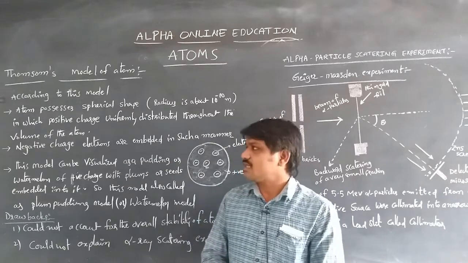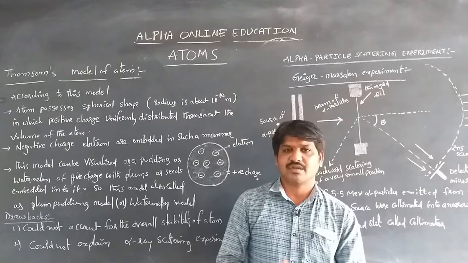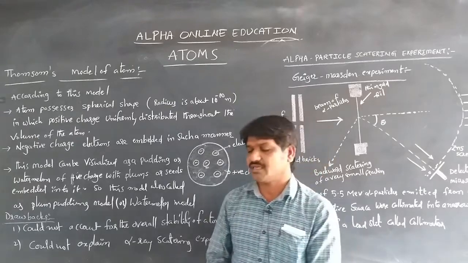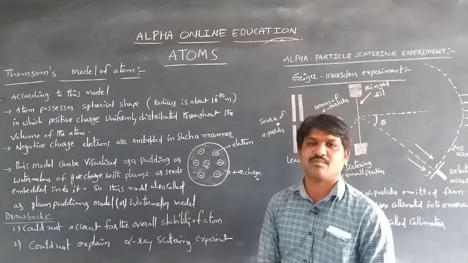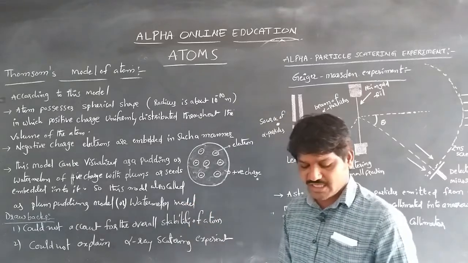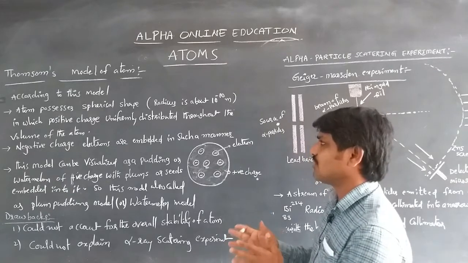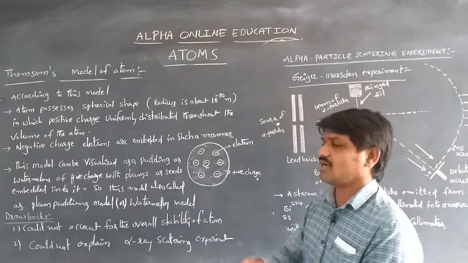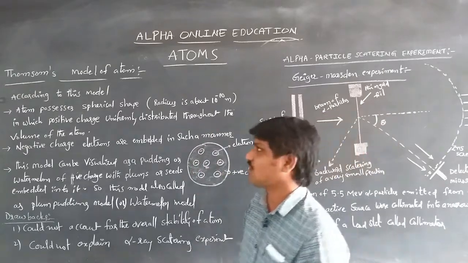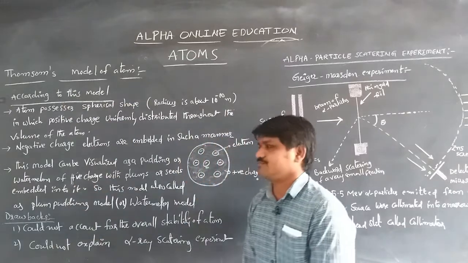According to Thomson's atomic model, he gave some postulates and ideas about the structure of atoms: how the positive and negative charges are adjusted in the atom, that is, how the charge is uniformly distributed in the atom. He gave these ideas according to Thomson's model of an atom.